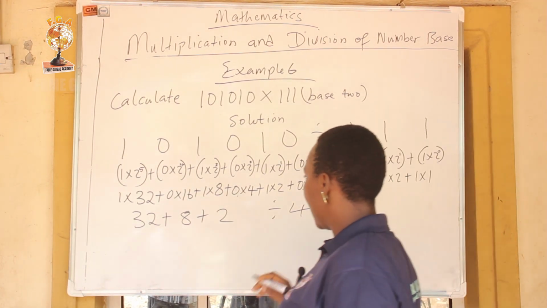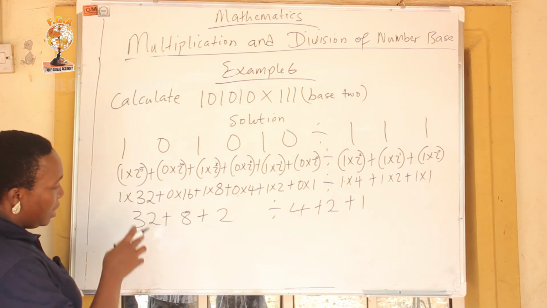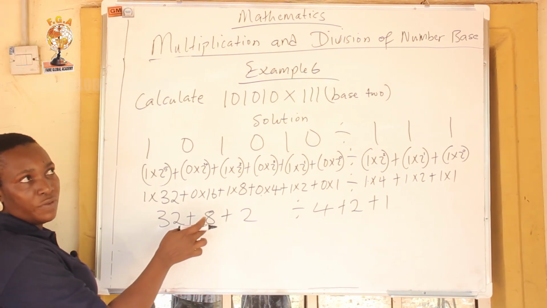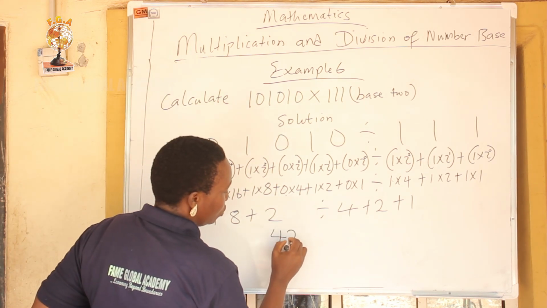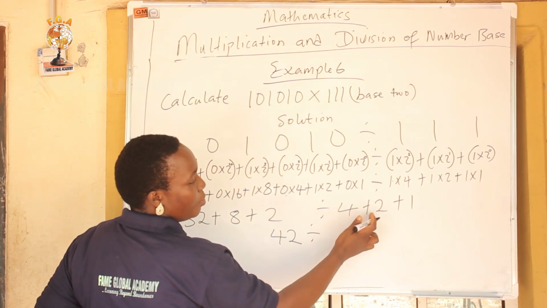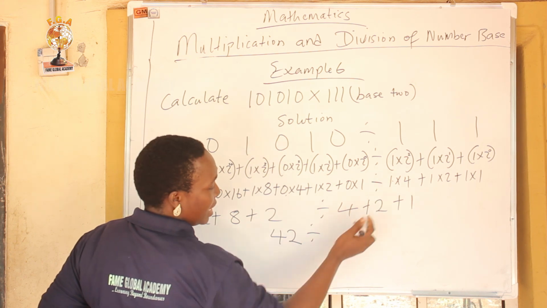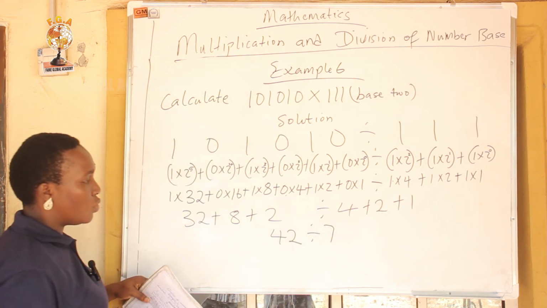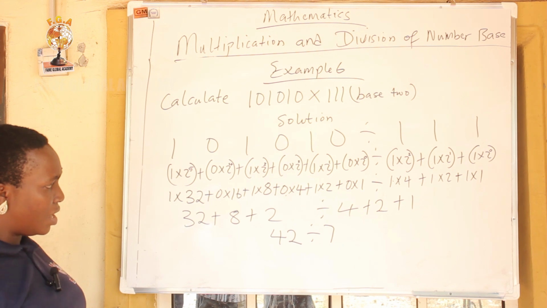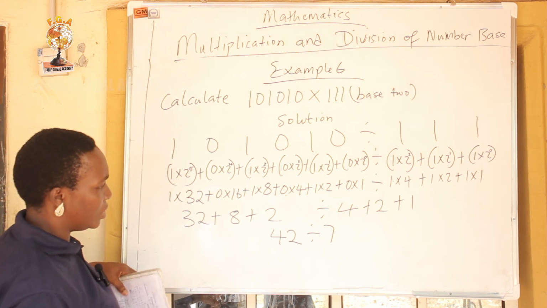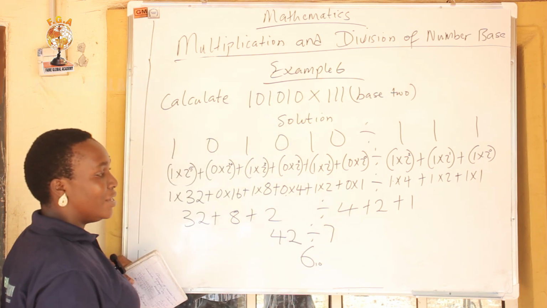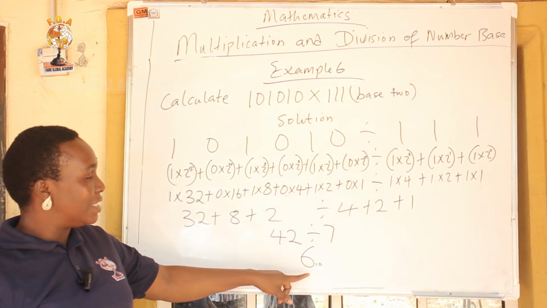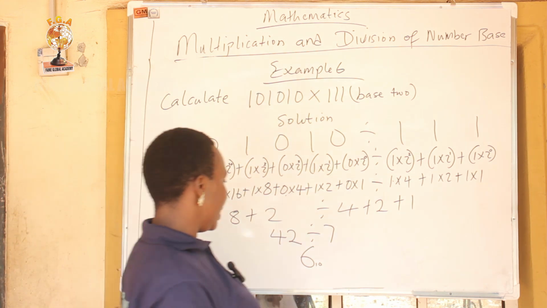Okay, so let's add the numbers together. 32 plus 8 will give us 40. 40 plus 2 will give us 42. So here is 42 divided by 4 plus 2 is 6. 6 plus 1 is what? 7. Okay, so we are having 42 divided by 7. And 42 divided by 7 is also what? 6. So our answer is 6 base what? 10. So we are still going to convert this 6 back to base 2.